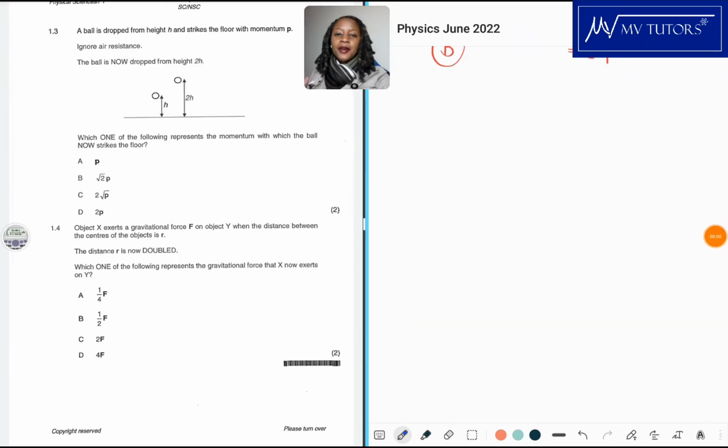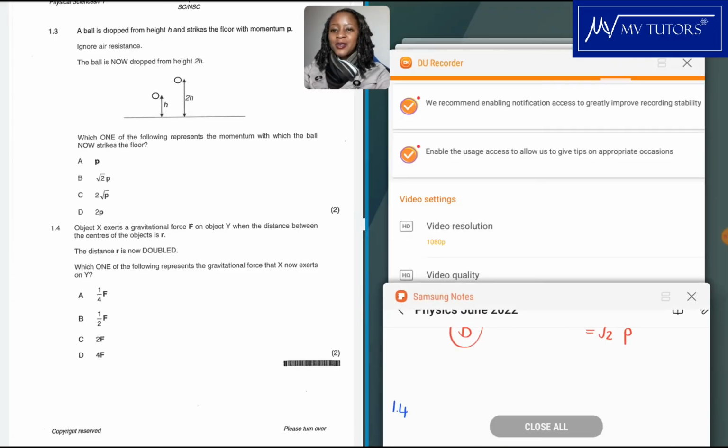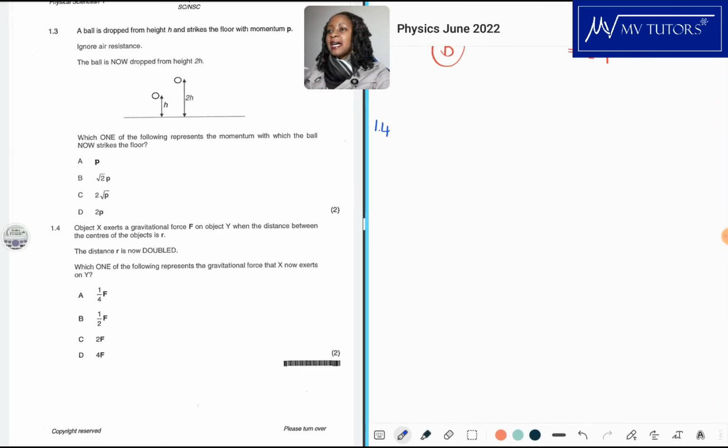Okay, all right, and then now we're on 1.4. Okay, my camera is a bit unstable. Please bear with me. All right, so 1.4.